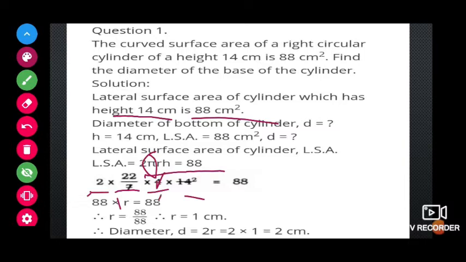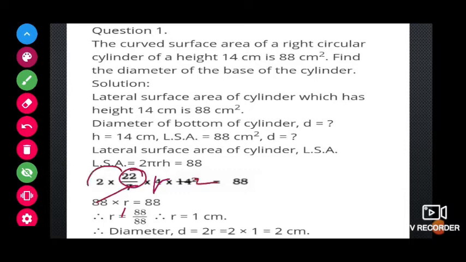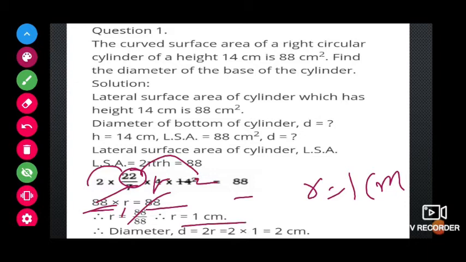Now, except r, send everything else to the other side, or first multiply. If we multiply here, this is r, 7 ones are 7, 7 twos are 14. So the remaining 22 into 2 is 44, 44 into 2 is 88. 88 into r is equal to 88 on this side. So on both sides 88 we can cancel. r is equal to 1 centimeter. What is the radius? 1 centimeter.